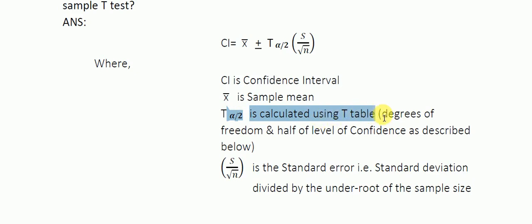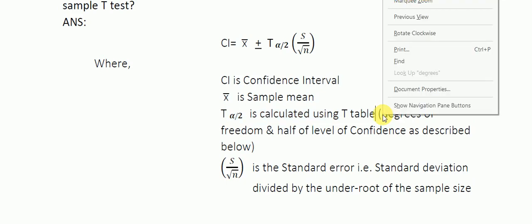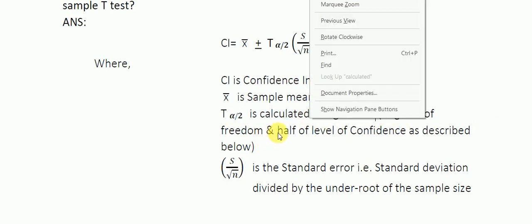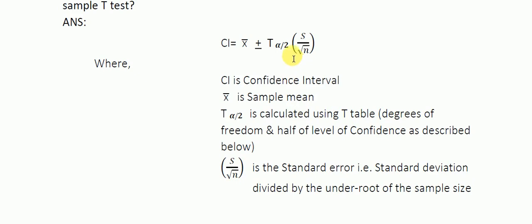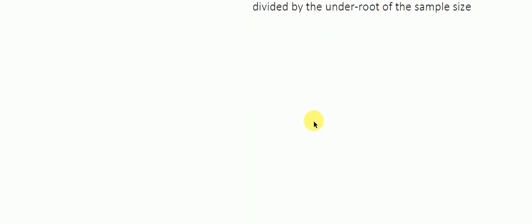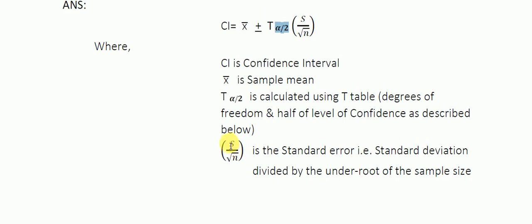So we need two things to calculate the value of t alpha by 2. So we need the value of degrees of freedom and half of level of confidence as described below. Okay, so we'll discuss it. So since it's alpha by 2 and alpha is the level of confidence as already discussed in the previous video, we'll have to divide by 2 and then look up its value in the t table.